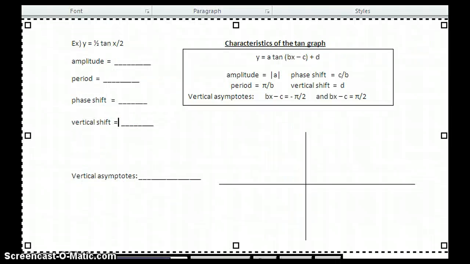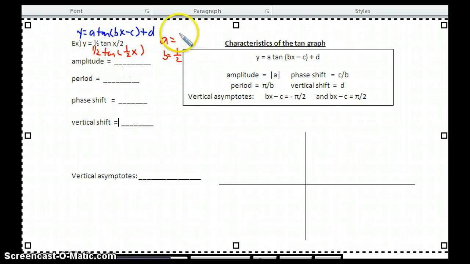Okay, so let's actually graph a tangent graph. If it's helpful to you to write this out as a tangent of bx minus c plus d, go ahead and do that. I'm going to take the time to actually change this to 1/2 tangent of half x, so that I recognize that my b value is 1/2. And my a value also is 1/2. And then I don't have a c and a d value, so those are both 0.